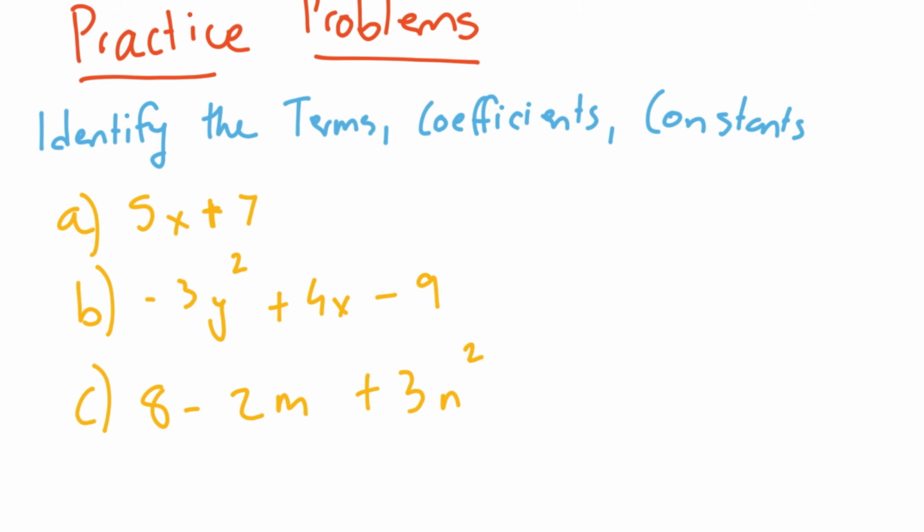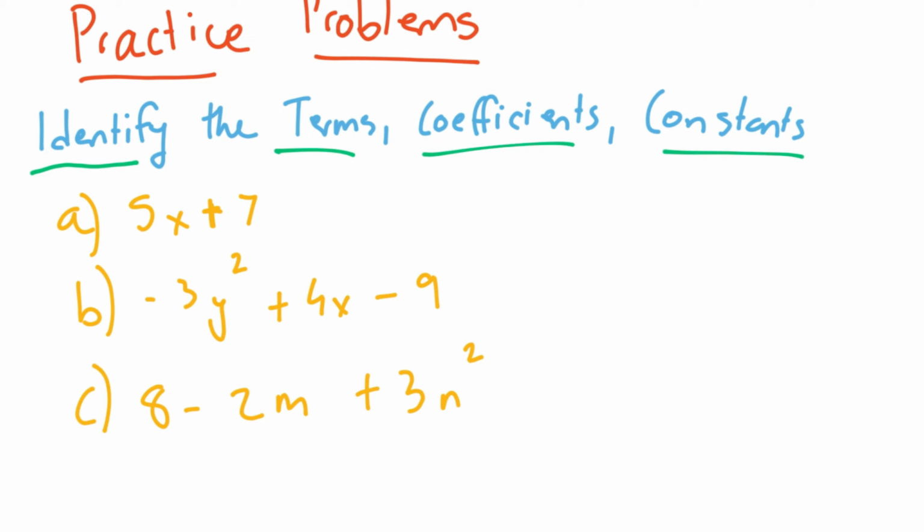Okay, these are some practice problems. So pause the video and try to find these, and then we will get going with it. Okay, so let's start with A. You can see that 5x plus 7. It says to identify the terms, coefficients, and constants.